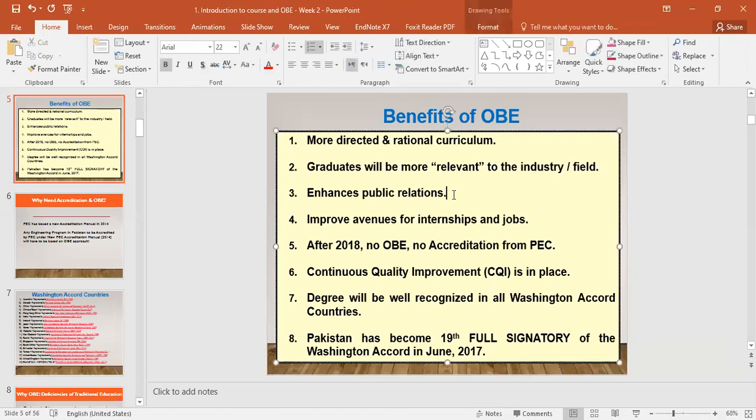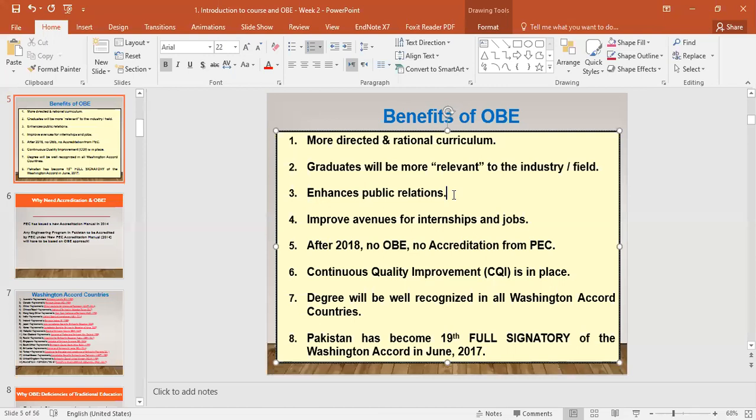So it enhances public relations, as we get feedback from the public, from the recruitment industry, and from employers about where our graduates are going. At present, we are also getting their response about the knowledge and level of the graduates. Okay, so it improves avenues for internships and jobs. Yes, as graduates are more directed and more specific, that increases the chances of jobs and internships.